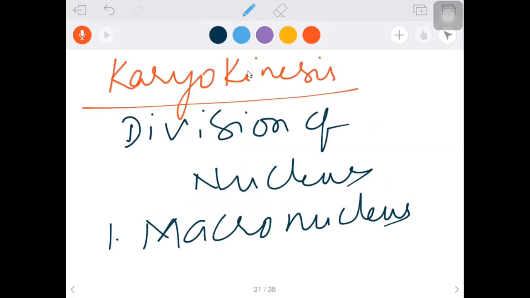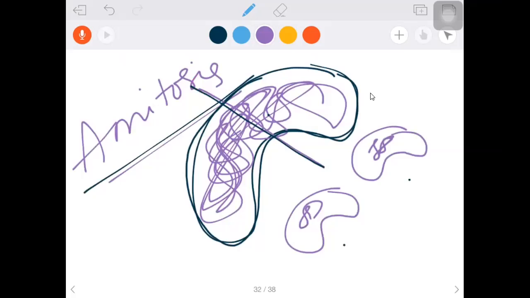Here we have two nuclei, isn't it? For that, we need to use the plural form. Nucleus is singular, nuclei is plural. The division of nuclei is called karyokinesis here. The two nuclei present here, as we know, are the macronucleus and the micronucleus. First of all, let us see the macronucleus. The macronucleus elongates and just divides into two. We call such a division amitotic division.